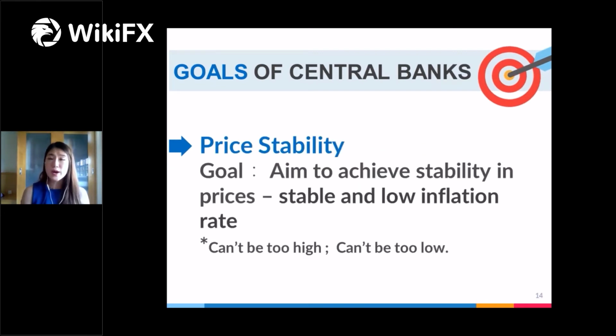And the next one, price stability. The goal is to aim to achieve stability in prices, a stable and low inflation rate. It can't be too high and can't be too low. In an economy, we have to have an inflation rate in order to develop the economy. This is what we can't actually avoid. But it still can't be too high, because when there is a high inflation rate, people will suffer from price hiking. They will feel that the purchasing power they have now has already dropped.